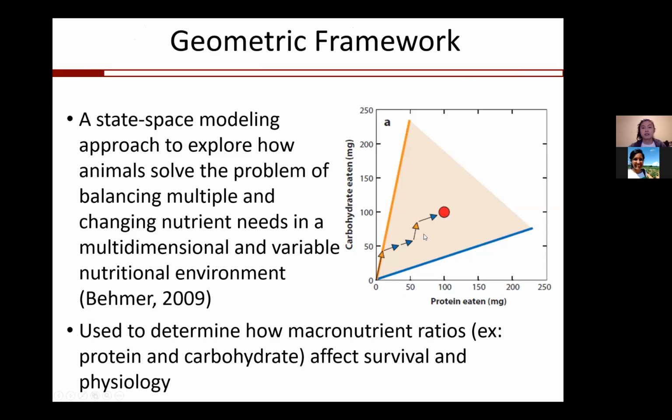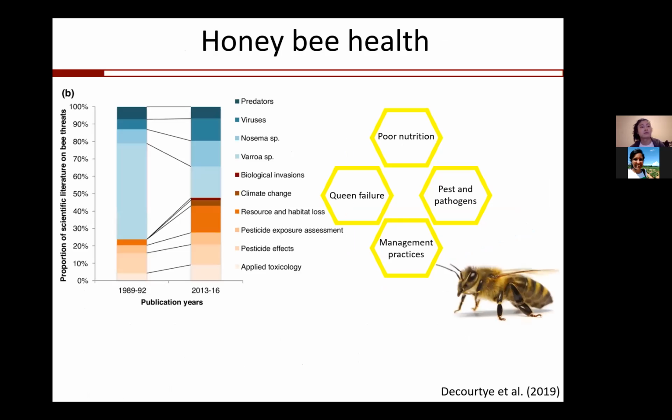So in this example, you have protein and carbohydrates on the axes, and this blue line is a diet that's very high in protein and low in carbohydrates, and this orange line is a diet that's very high in carbohydrates and low in protein. In this example, the animal is consuming both of these diets so that it reaches this optimal intake target, this red spot, where it will maximize its fitness or survival or reproduction, whatever its goals are at that given time. So I want to apply this model onto honeybees because bees face a lot of issues.